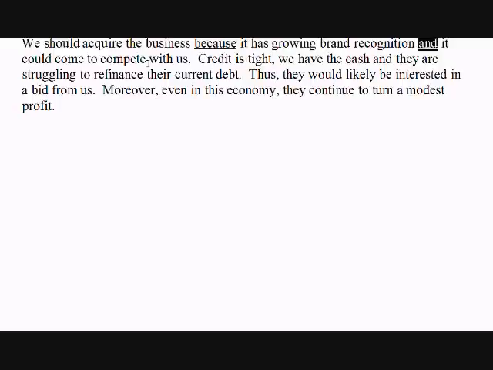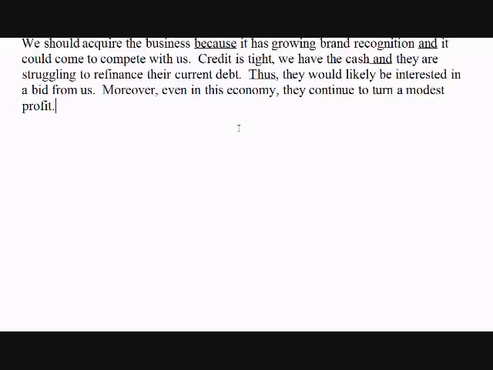Words such as because and. Here's another and. Here's a thus. And the word moreover also helps us identify premises.